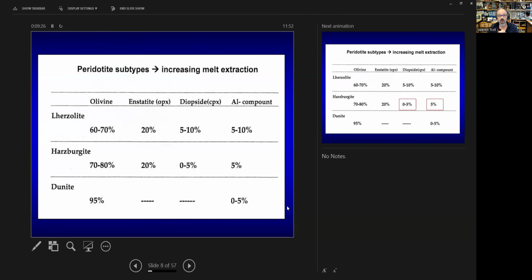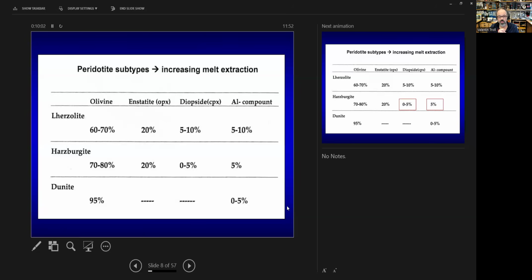So if we start with a lherzolite, which has olivine 60-70%, it has OPX and CPX, and it has an aluminium compound often present as garnet, or at lower pressures as plagioclase, or at intermediate pressures as spinel. And if we take a component out of that, we will increase the olivine, but we will decrease the CPX and the aluminium component. And if we increase the melting, we will eventually also take out the enstatite, the OPX component, and the CPX component entirely, and likely most of the aluminium compound.